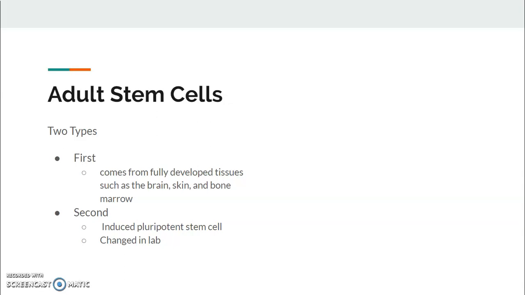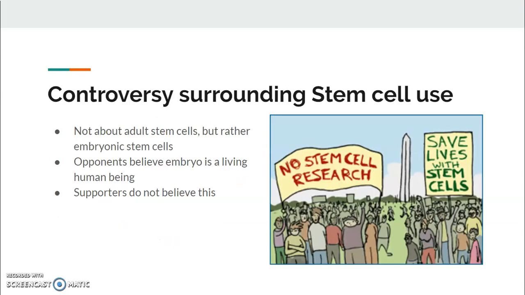And the second type is an induced pluripotent stem cell. This is actually changed in the lab. They're adult stem cells that were changed in the lab to become more like embryonic stem cells, which allows them to be more varied and can create more different cell types.